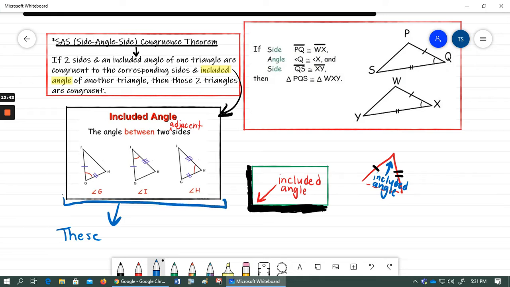I hate if that looks sloppy, but oh well. Those triangles right there are not congruent by the side angle side theorem. They are not, absolutely not congruent.